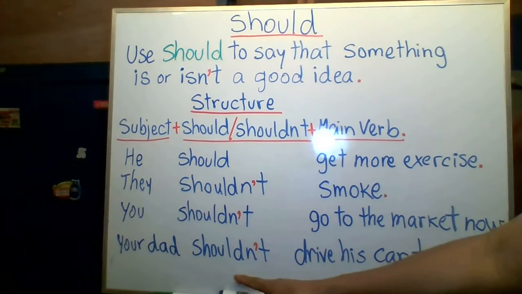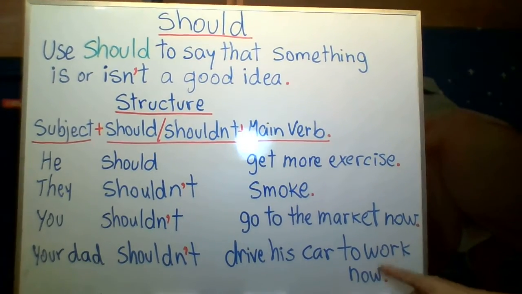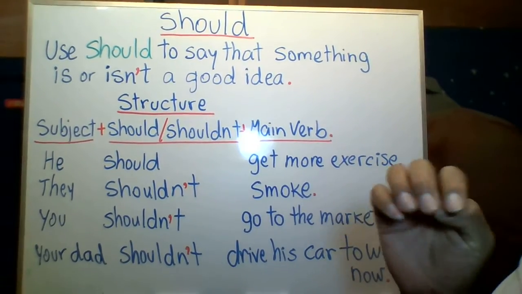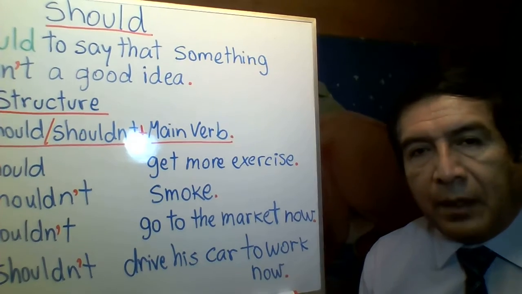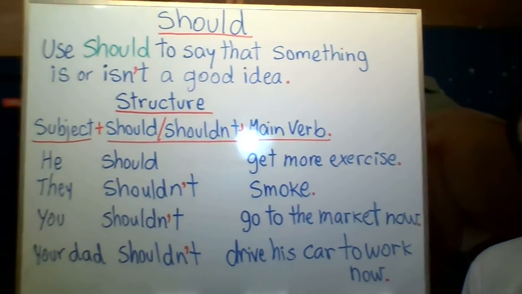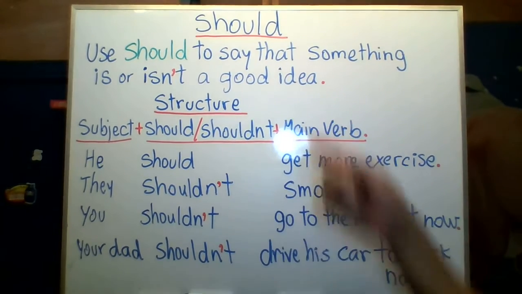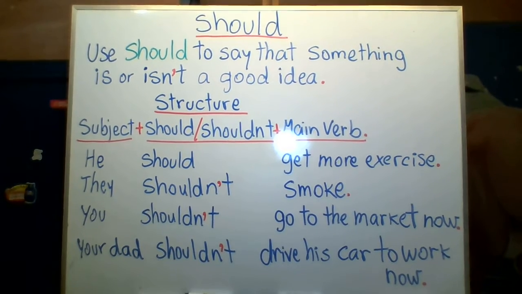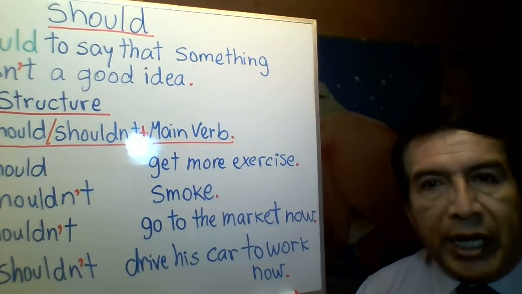Your dad shouldn't drive his car to work now because the coronavirus is a serious problem for everybody here in Peru and around the world. So, as you can see, the examples in this case using should or shouldn't are to express or to say that something is a good idea or isn't a good idea, affirmative or negative.